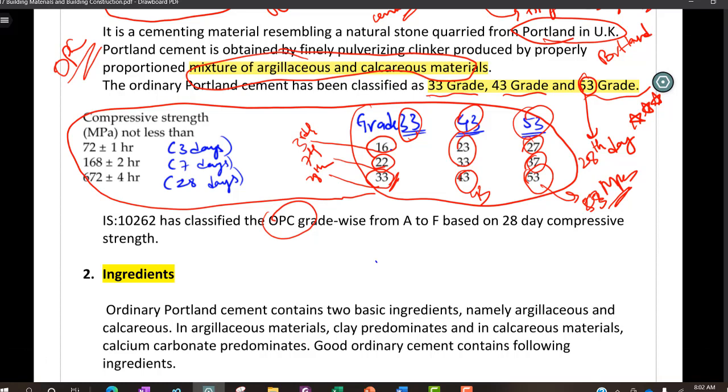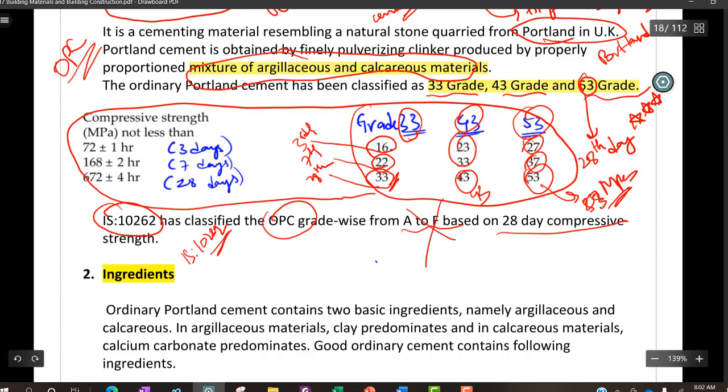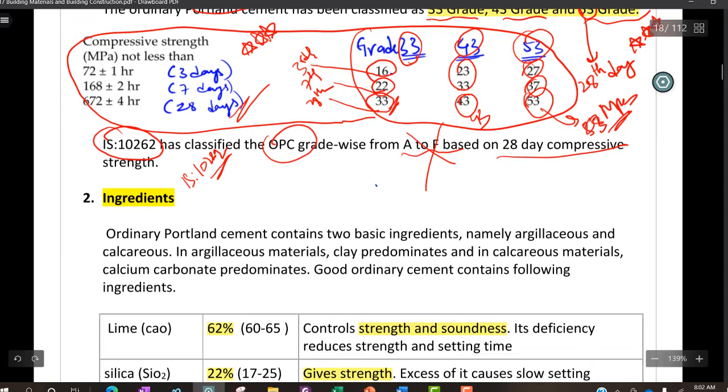There is one more classification, that is from A to F based on 28 day compressive strength, and that classification is given in IS 10262. आपको बस कोड बुक का नाम याद रखना है. No need to go in detail, no need to read in detail this classification. बस एक classification याद रख लो. You just have to remember this classification and you should be knowing what should be the strength at the 28th day, 7th day and 3rd day.